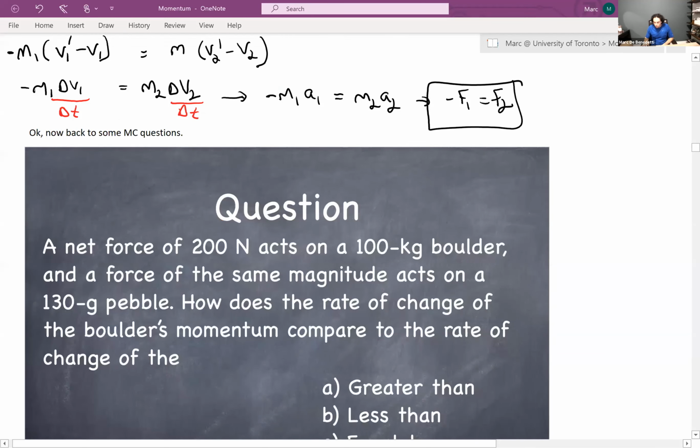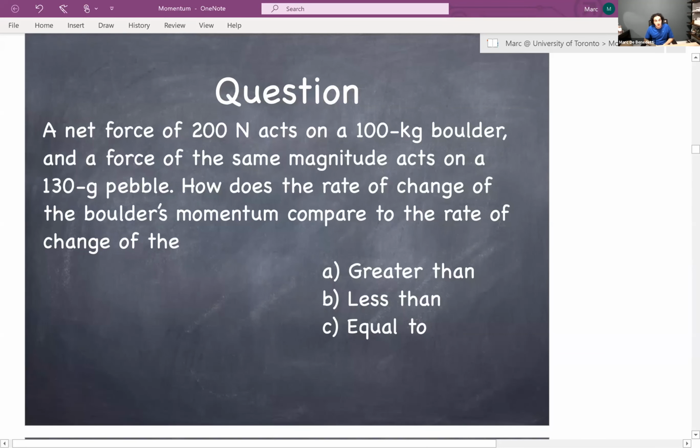Moving on, just to save some time, I don't think I'm going to launch a poll. We can just talk about this. And by we, I mean I will talk and I'll give you a second to think and then I'll continue talking. A net force of 200 newtons acts on a 100 kilogram boulder, and a force of the same magnitude acts on a very light pebble. How does the rate of change of the boulder's momentum compare to the rate of change of the, oh, I meant pebble. Pebble. This is how you know I type my own lecture notes, when there's typos in them. As you found out from the midterm, typos happen, especially with me.